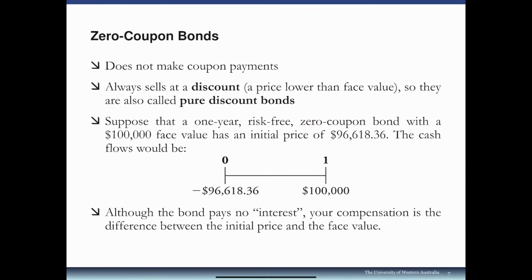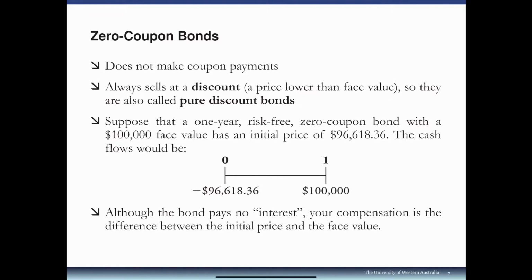Alrighty. So we start with a simple example. The simplest example is a zero coupon bond. As the name suggests, a zero coupon bond does not make coupon payments. It always sells at a discount, which is a price lower than face value. So they are also called pure discount bonds.